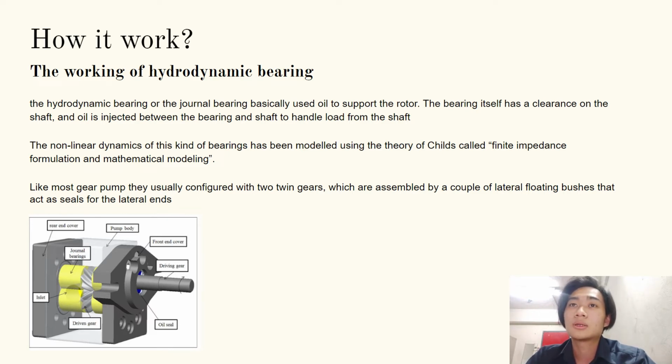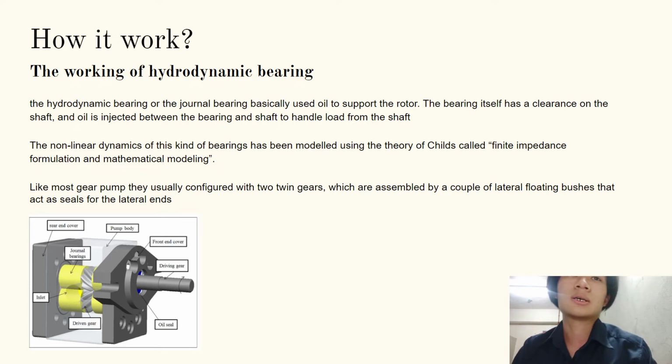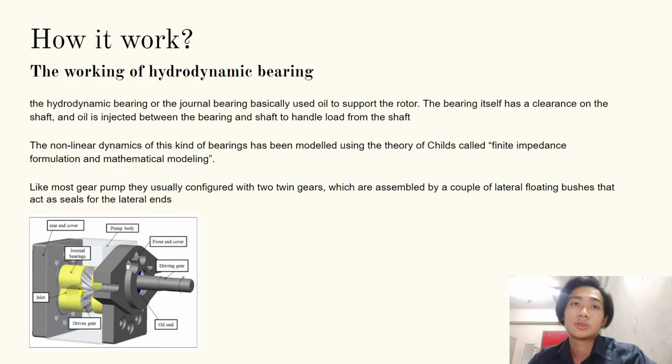The nonlinear dynamics of this kind of bearing have been modeled using the finite impedance formulation and mathematical modeling. The circular gear pump comprises a driving gear, a driven gear, a journal bearing, a pump body, a front end cover, a rear end cover, and an oil seal. You can see this in the diagram provided below.